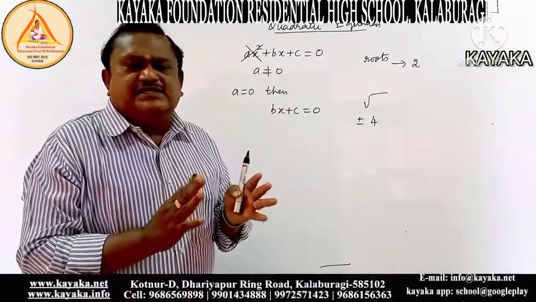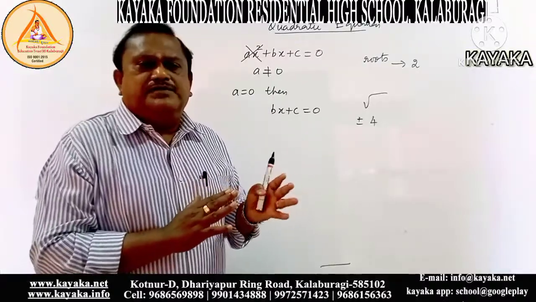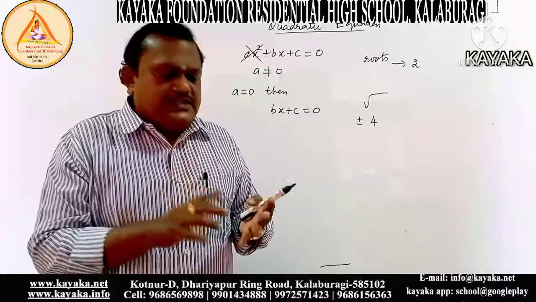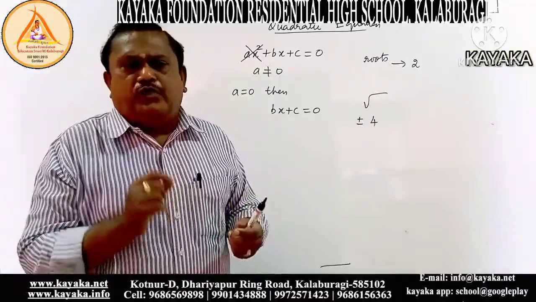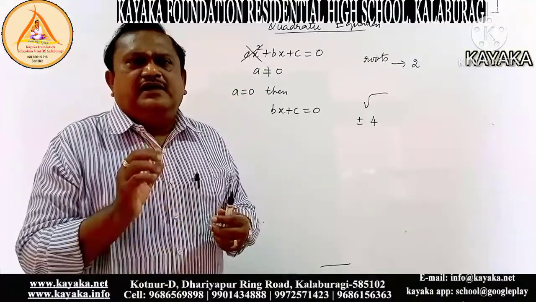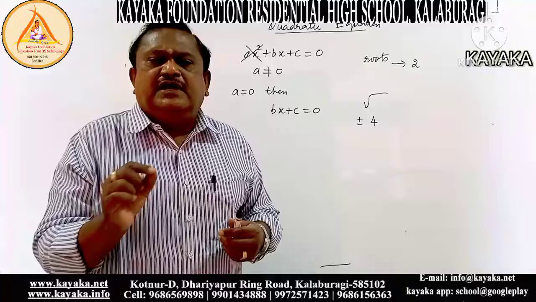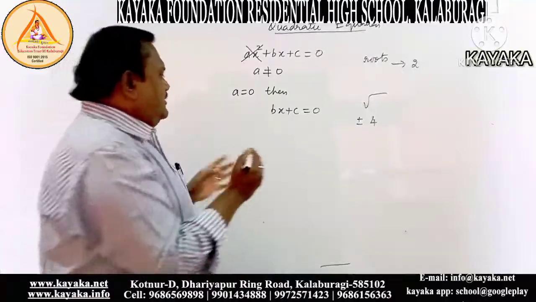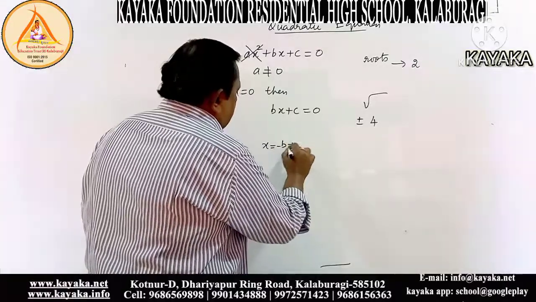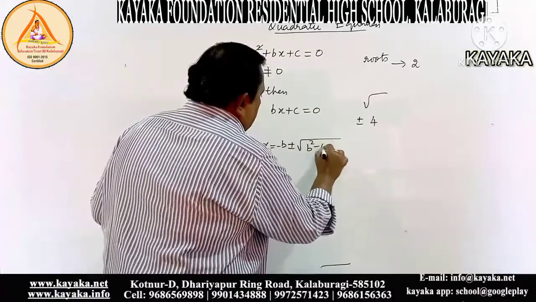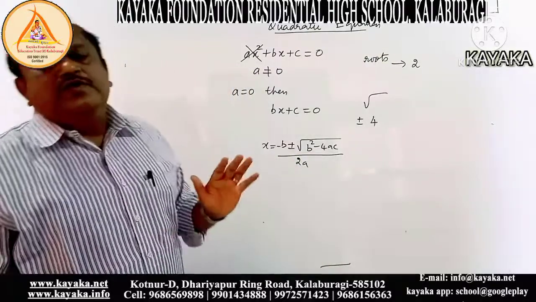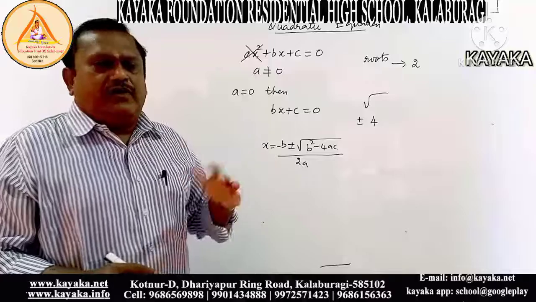For solving quadratic equation problems, the factorization method and the formula method are very important for your board exam. It will come for 2 marks, 100% it will come. Find the roots of the quadratic equation by formula method. The formula is x equal to minus b plus or minus square root of b squared minus 4ac, divided by 2a. This is the formula we use for finding the roots of a quadratic equation.